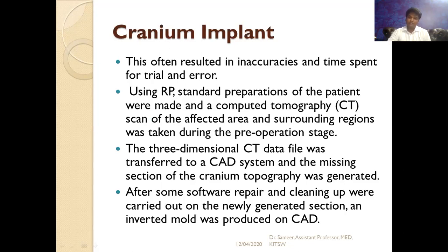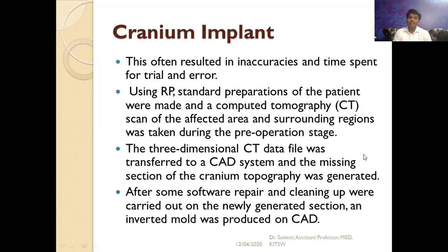Using RP, standard preparations of the patients were made, and a computed tomography CT scan of the affected area and the surrounding regions was taken during the pre-operation stage. In order to overcome that difficulty, RP technology is now an effective method to improve the surgery. Prior to the operation, in the pre-operation stage, the CT scan of the affected area and the surrounding regions was taken.